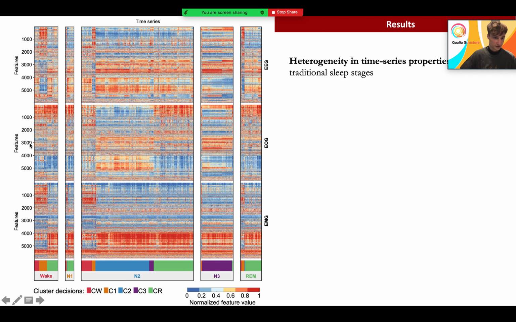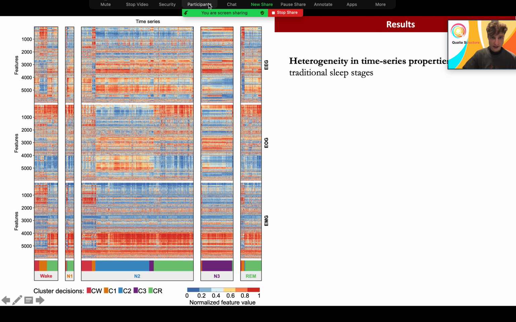On this figure, you can see each time series organized by its sleep stage. So you have wake, N1, N2, N3 and REM. And within each traditional stage, you have groups of epochs that were assigned to different clusters by our framework, meaning that our framework identified distinct properties within individual stages.